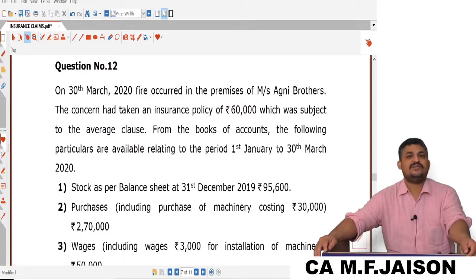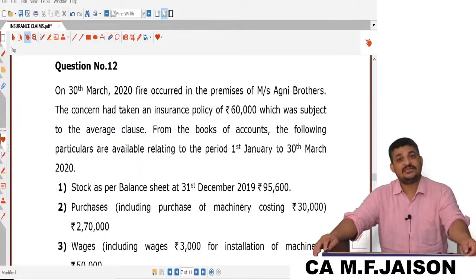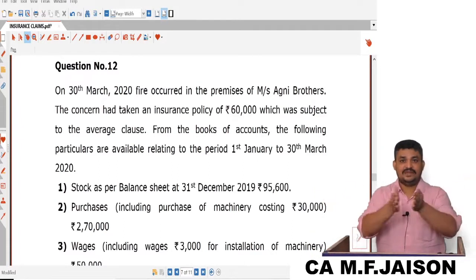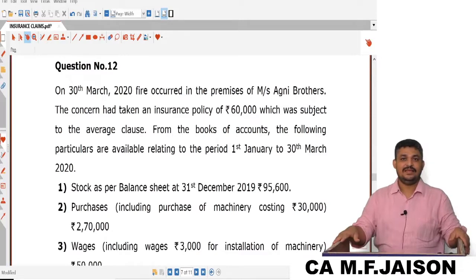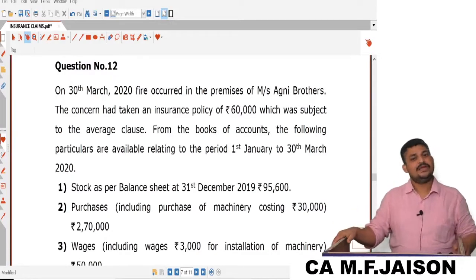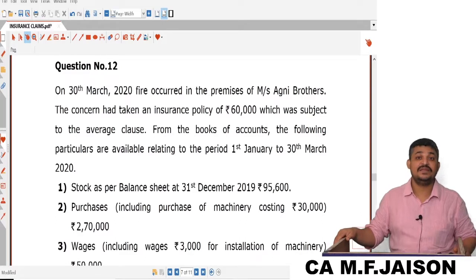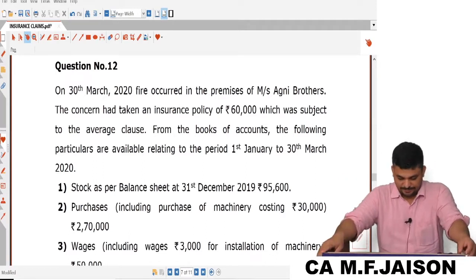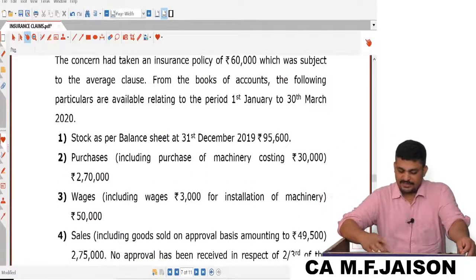The moment the stock figure is given on 31st December, what do I understand in this question? Are they following the financial year or the calendar year? They are following the calendar year, January to December. On 30th March 2020 fire occurred. Which year did the fire occur? Year 2020, not 2021. What is the previous year? The previous year is 2019. This you should be knowing. Stock as per the balance sheet is given.